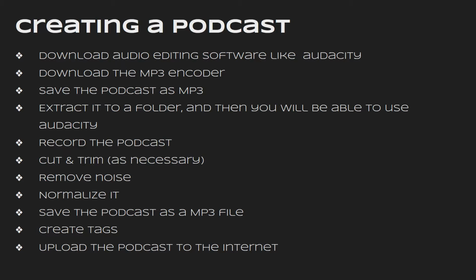When creating a podcast, there's a few steps that have to be followed, and these are the basic steps for creating a podcast, and it's pretty simple. Starting with an audio editing software like Audacity, downloading MP3 encoder, saving your podcast, extracting your files. You got to record it, and you have to do some editing while you're recording, like trimming, taking out any excess background noises. You got to save the podcast as an MP3 file, create you some tags to go along with it, and then you're ready to upload.